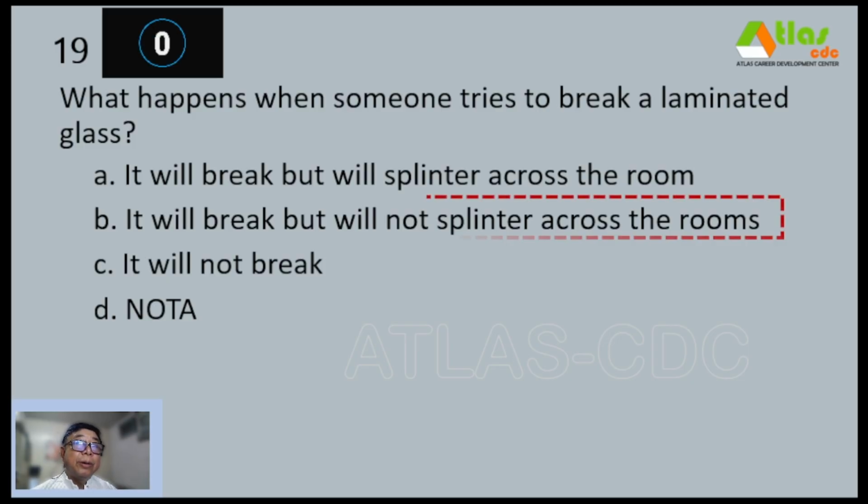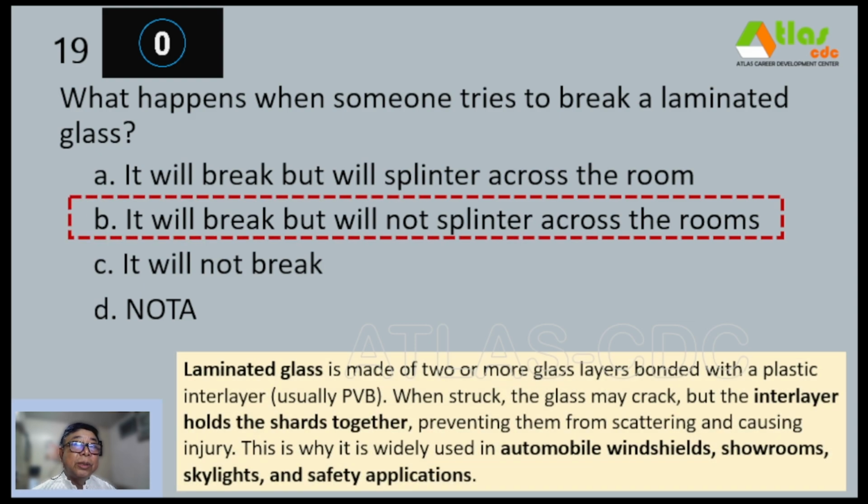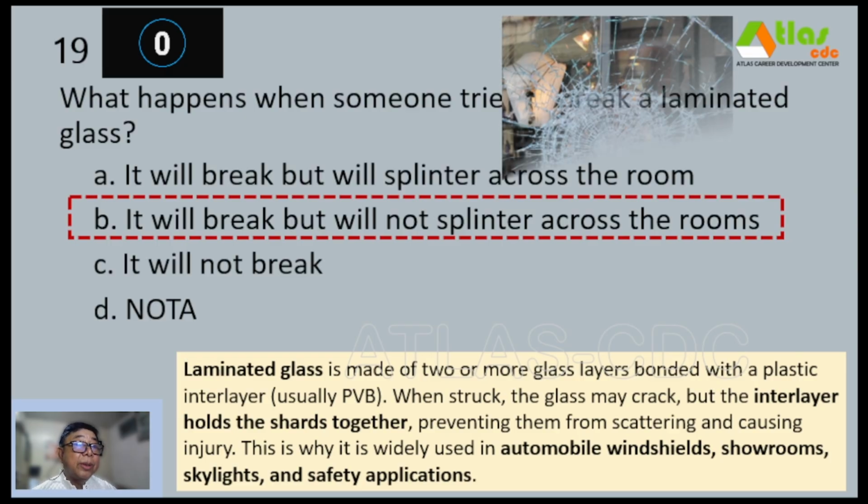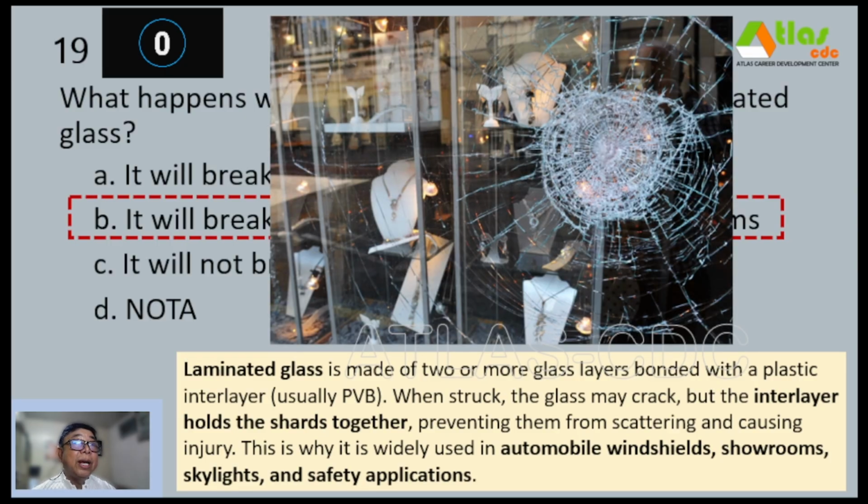And our correct answer is letter B, it will break but will not splinter across the room. So laminated glass is made of 2 or more glass layers bonded with a plastic interlayer, usually PVB, and when struck, the glass may crack, but the interlayer holds the shards together, preventing them from scattering and causing injury. This is why it is widely used in automobile windshields, showrooms, skylights, and safety applications. Yung parang supot ng gagamba ang nagiging itsura niya.